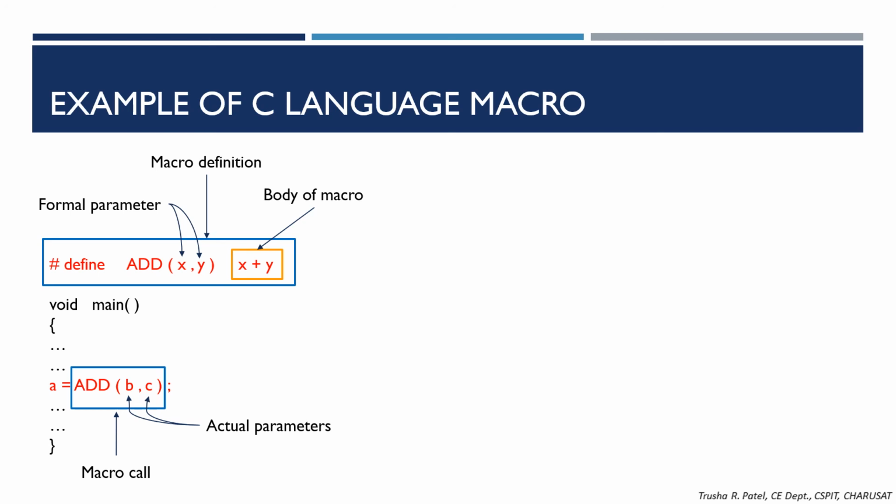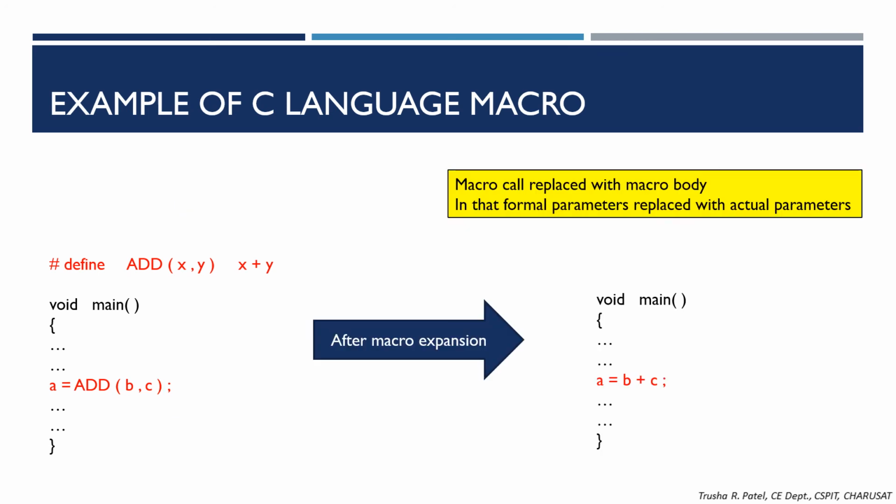Now what will happen during the preprocessing is that this macro call will be replaced with the macro definition. So here x is b and y is c, that is the mapping of the formal parameters to the actual parameters, and your body will become b plus c. So you can see that after the macro expansion, a equals add(b, c) will become a equals b plus c.